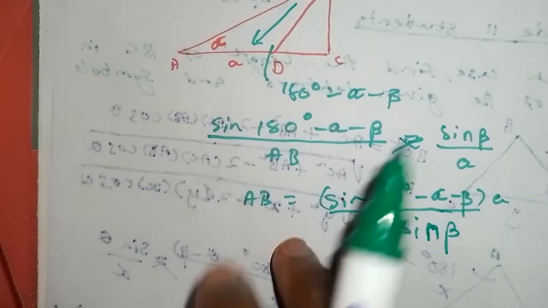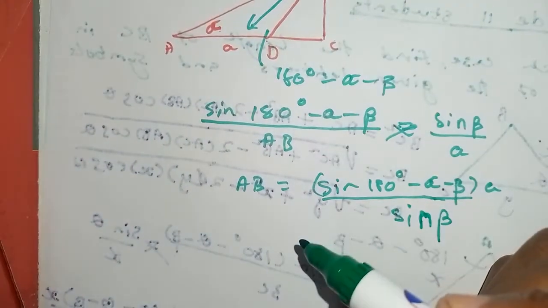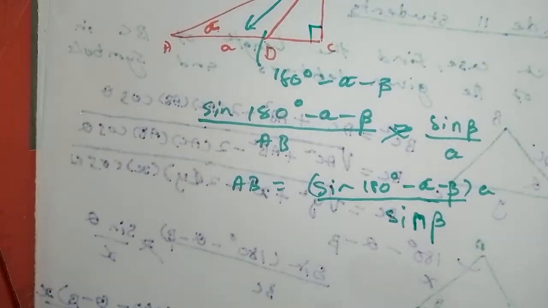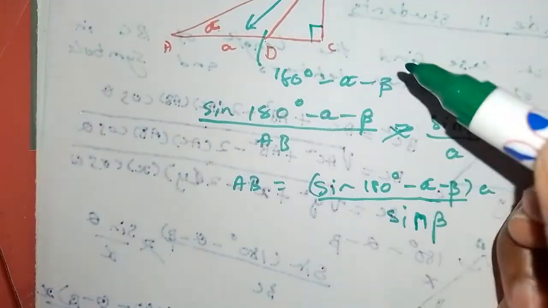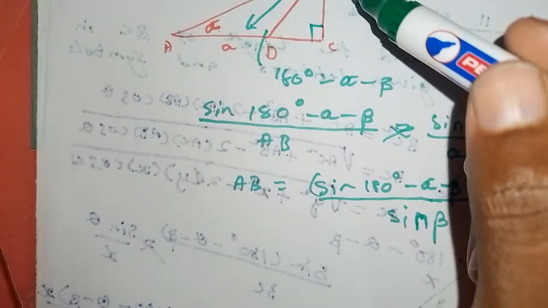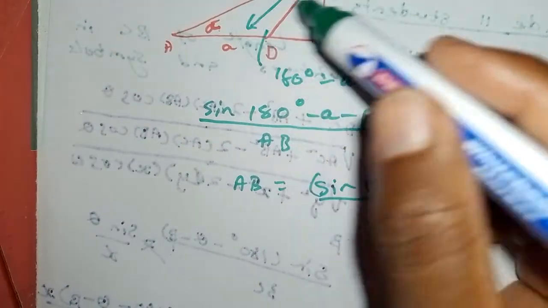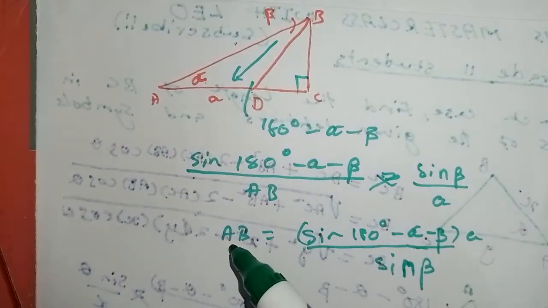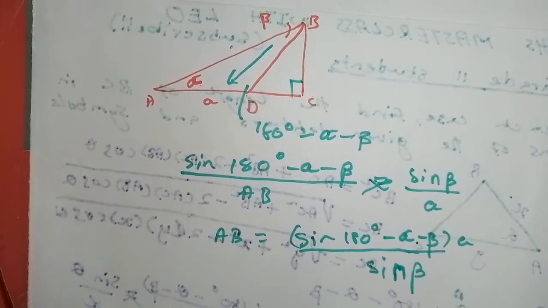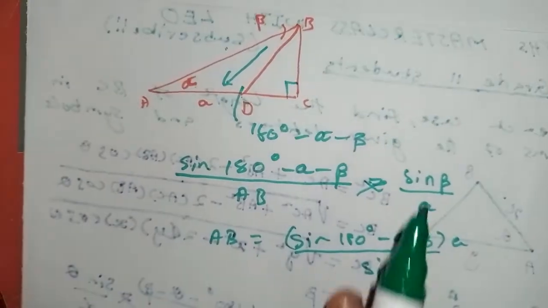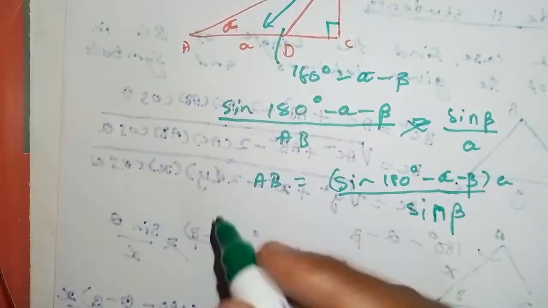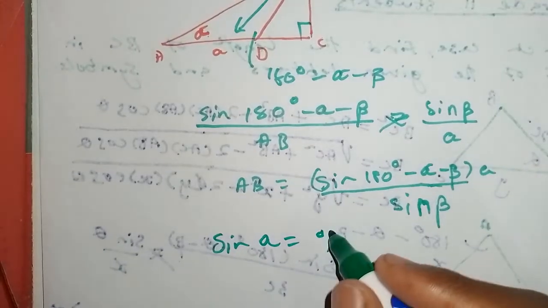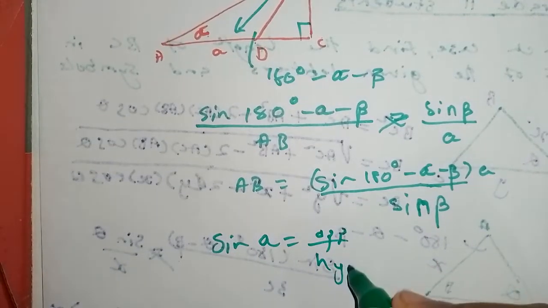If I have AB, I can calculate BC, right? Because this is a right angle triangle, I can use... because I have the hypotenuse, I need the opposite. I have the hypotenuse which is AB, I need the opposite which is BC, and I have my angle, so I can use sine. So I can just say sine of alpha equals opposite over hypotenuse, right?